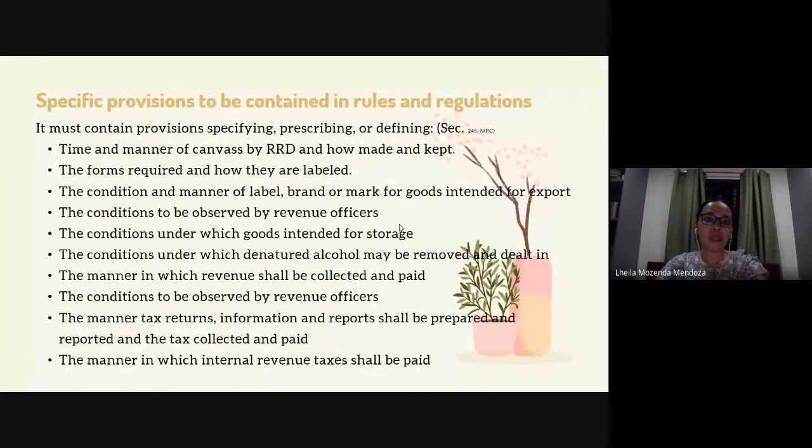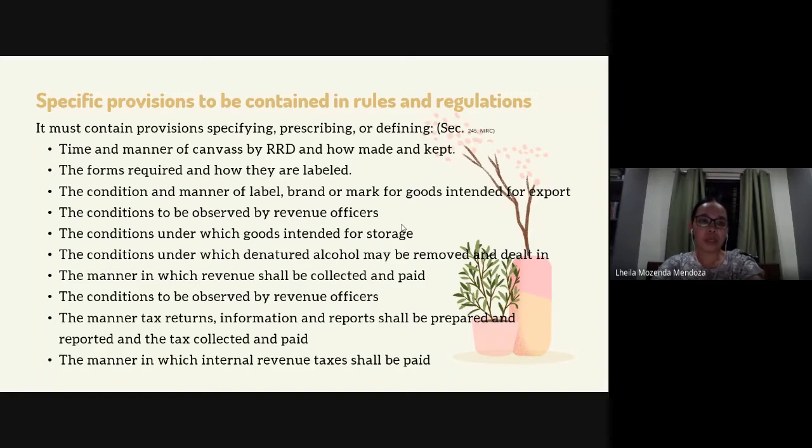Some of the specific provisions to be contained in rules and regulations are found under Section 245 of the NIRC. You have the time and manner of canvass by the revenue regional director, and the manner of how these records and lists of canvass are made and to be kept.